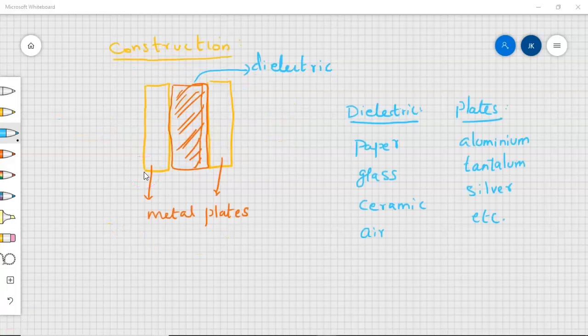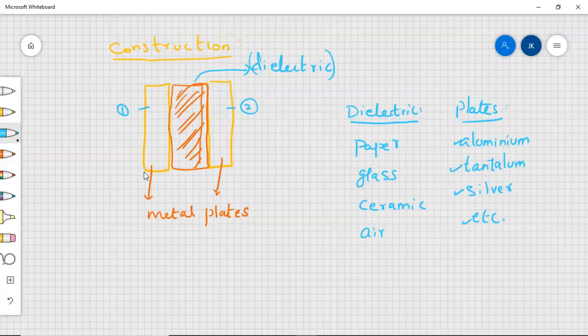A capacitor is constructed out of two metal plates, number 1 and number 2. It can be aluminum, tantalum, silver, and so on, any kind of metal plates separated by an insulating material called a dielectric.